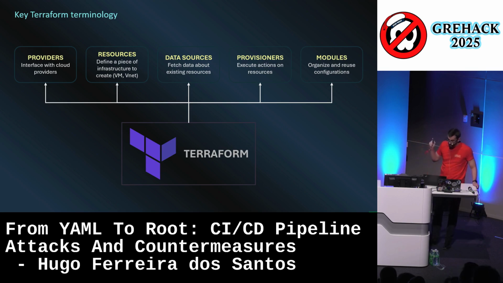Provisioners are actions that you will use on an existing resource or when you create a resource. So you will create a VM and, when the VM is deployed, you want a specific code to run inside this VM. You will use provisioners. And finally, modules. Modules are just like packages in Python. Let's say you have a piece of code that you like and want to reuse, you will create a module. And like this, you can recall it every time.